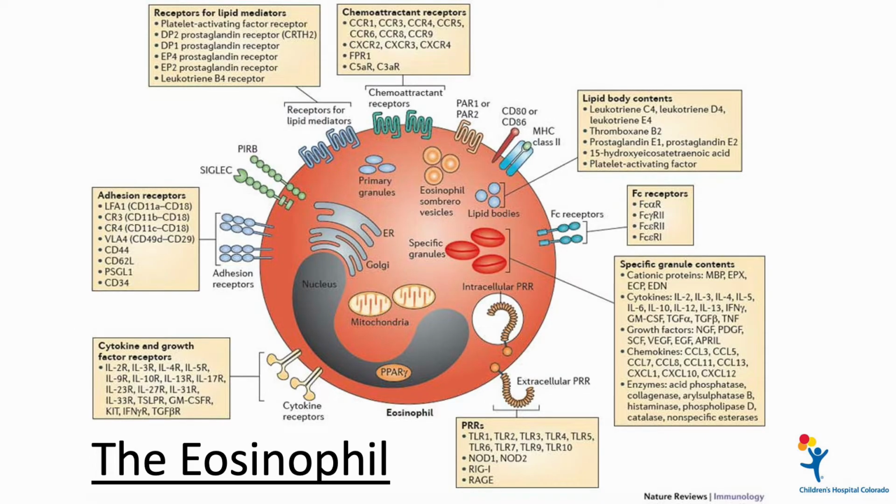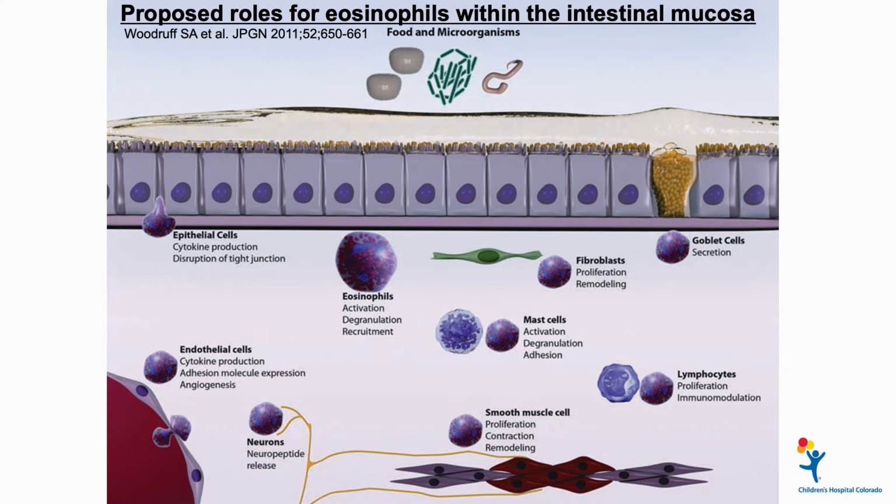So the eosinophil is an incredibly potent cell and a very important cell both in health and disease. It's got a large number of receptors on its surface that help it react to different signals in the environment. And as I mentioned, it's very important in health and disease. It's got a number of different very potent mediators that can help calm down an inflammatory response or actually drive the inflammatory response. And it's got a number of different functions within the intestinal mucosa.